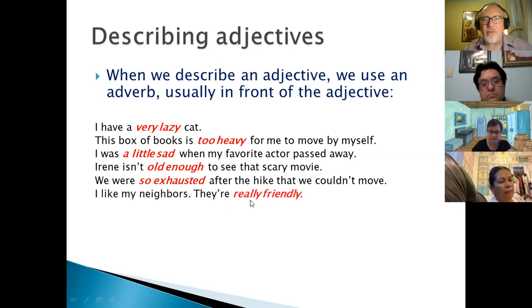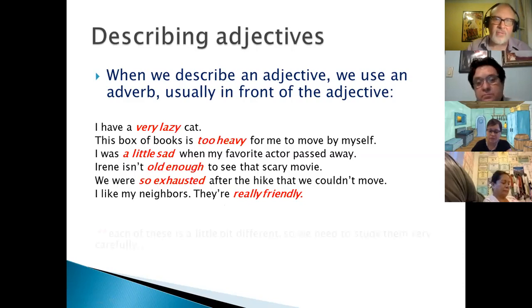I like my neighbors. They're really friendly. Right? Friendly is an adjective. Really is an adverb. Remember, in English, it always goes adverb, adjective. I'm really hungry. I'm very thirsty. I'm extremely tired, right? Adverb first, then adjective.